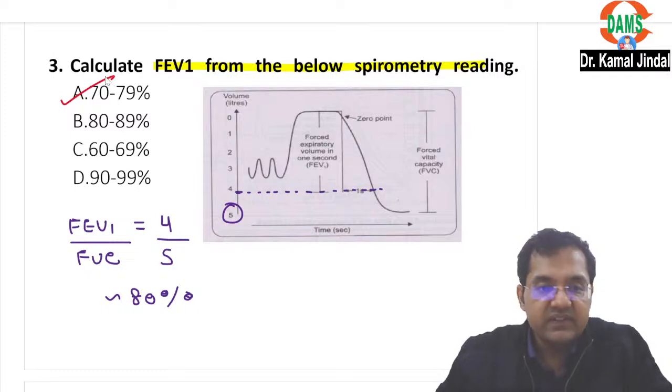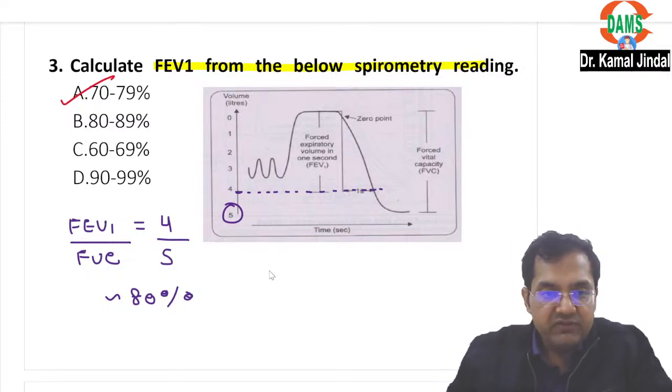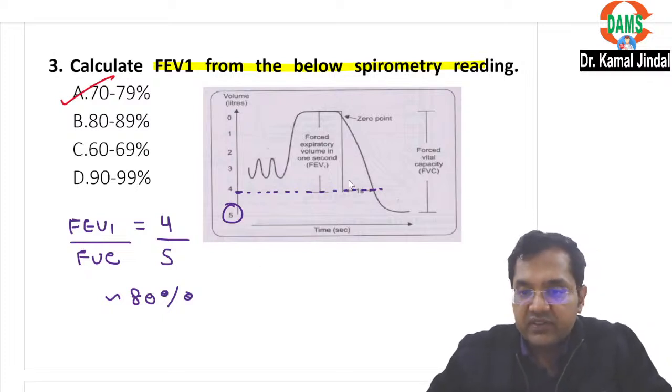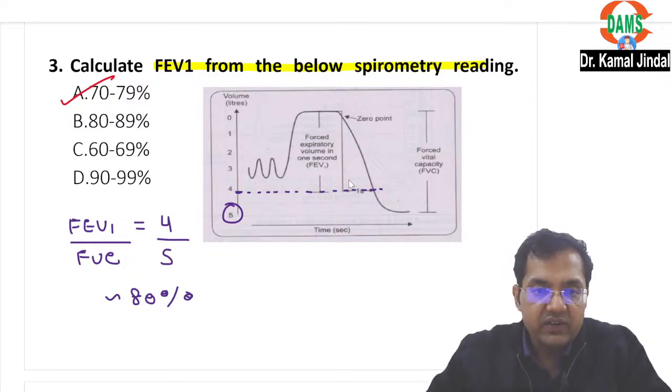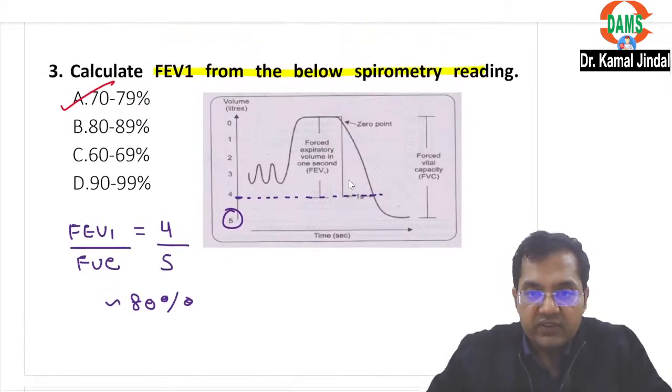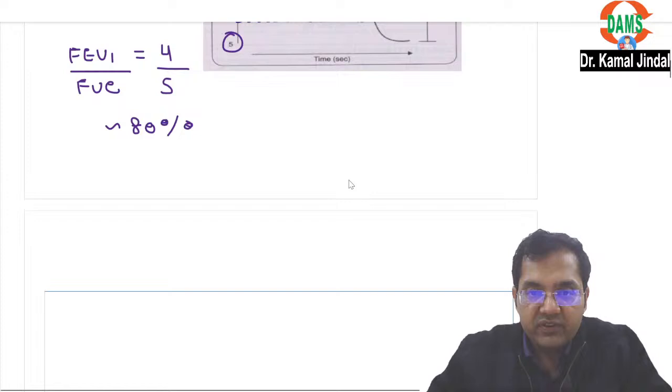So the best answer is 70 to 79, right? So remember FEV1 upon FVC. Read up from the video how it gets affected in obstructive versus restrictive lung disorders, right? In our recorded lectures which we have given you already in the first year tuition course.